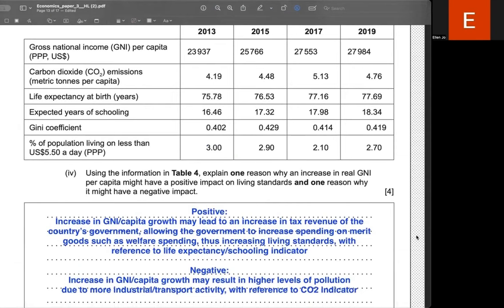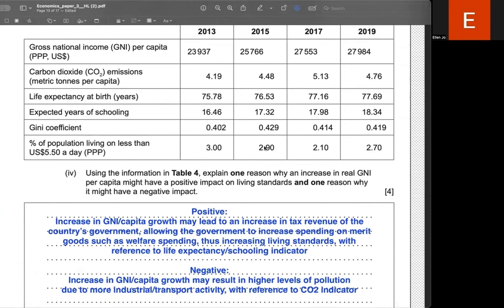If there is an increase in GDP per capita, it means there should be an increase in tax revenue of the country's government. Therefore, it's going to allow the government to spend more on merit goods, such as welfare spending. Therefore, it's going to lead to an increase in living standards. You can find the improving trend of life expectancy and schooling indicator from the table.